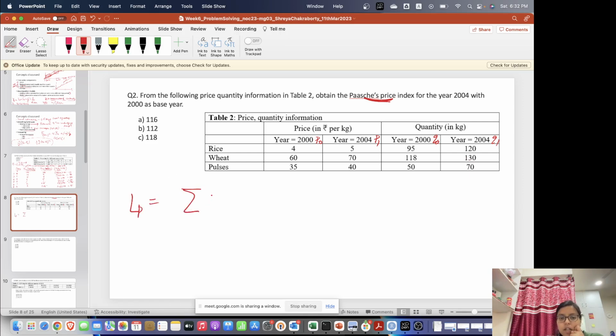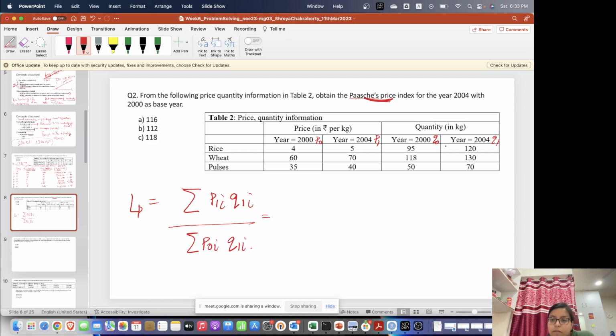summation P1i into Q1i. It will be weighted at current price, current quantity. It's a price index, so this will be weighted at current quantity. So what we would have essentially is summation P1i Q1i divided by summation P0i Q1i.